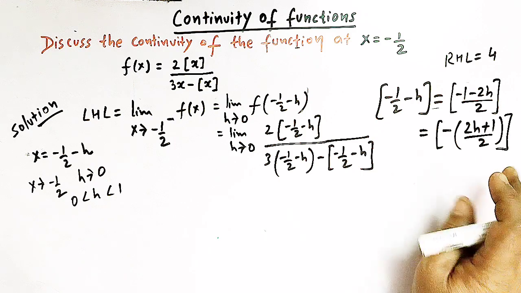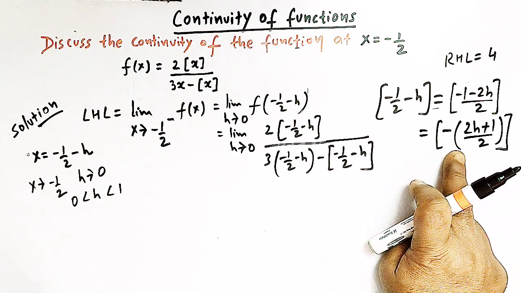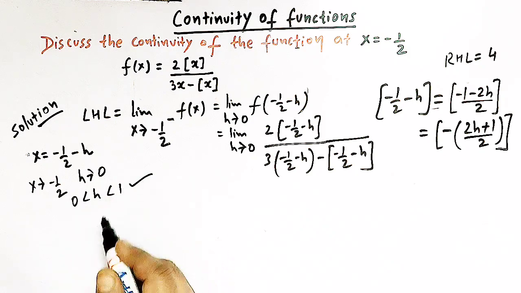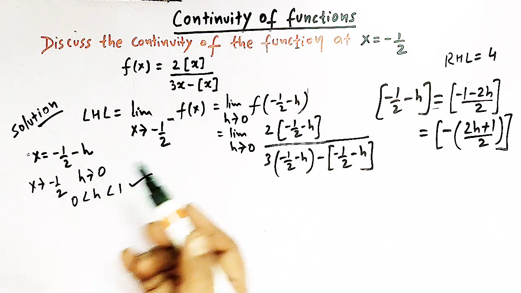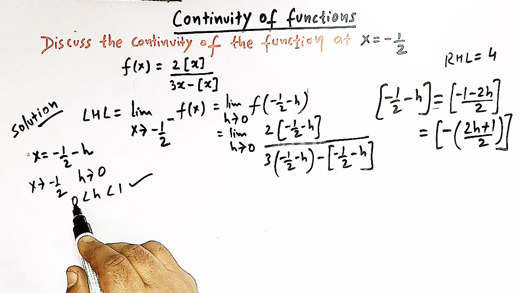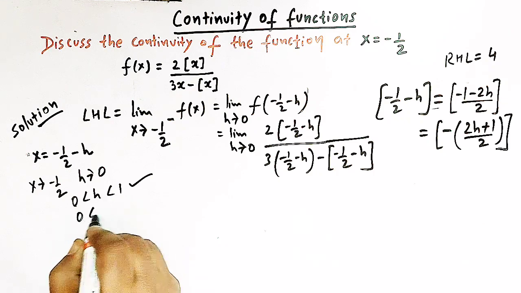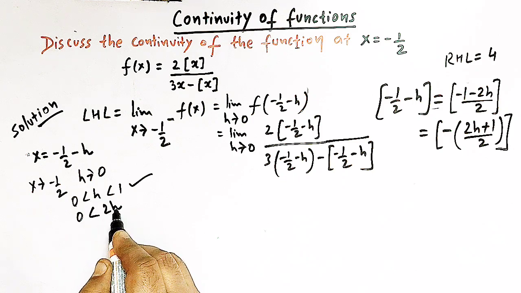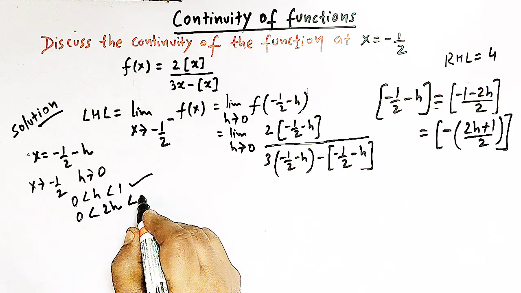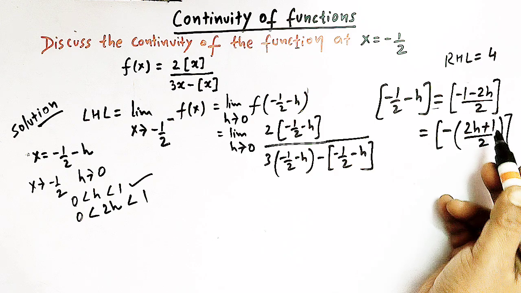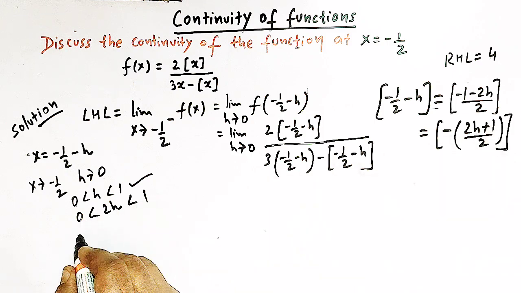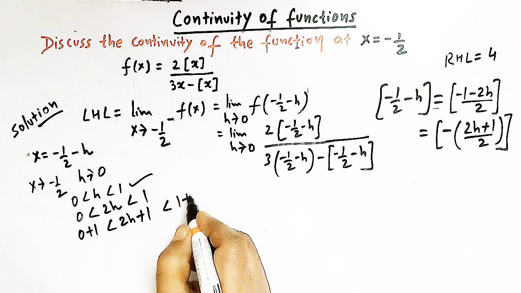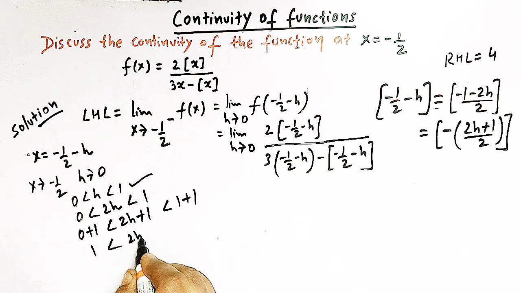So now to get the value of this expression, let us again start with this inequality. So h is infinitesimally very small. h lies between 0 and 1. So the value of 2h, that is 2 times h, should also lie between 0 and 1. So now adding 1 throughout, we have 0 + 1, 2h + 1, and here we have 1 + 1. So this is 1, 2h + 1.